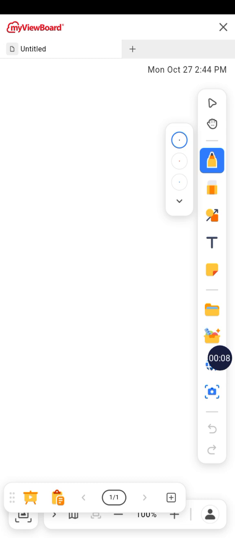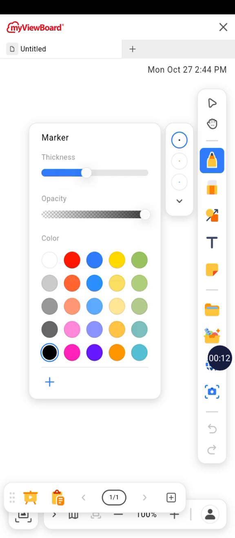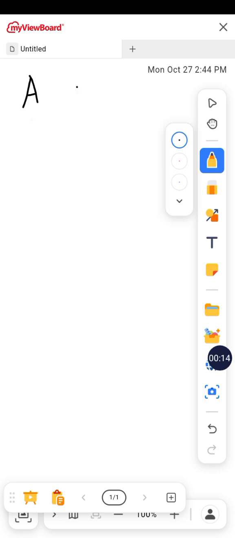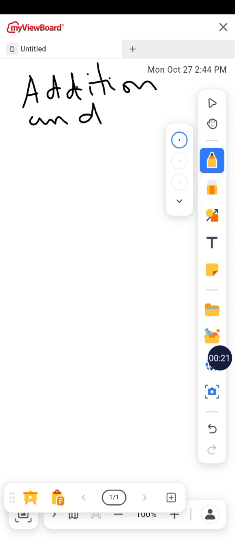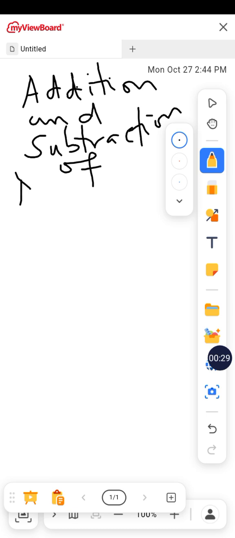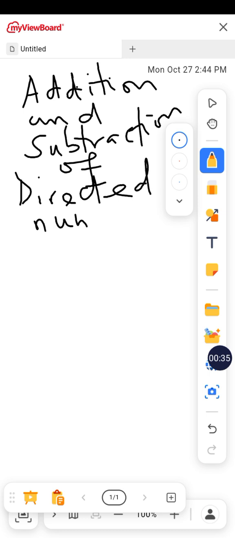This afternoon, we shall be exploring a concept known as addition and subtraction of directed numbers, and also directed algebra.